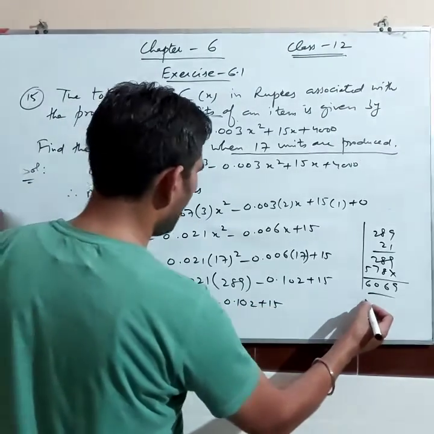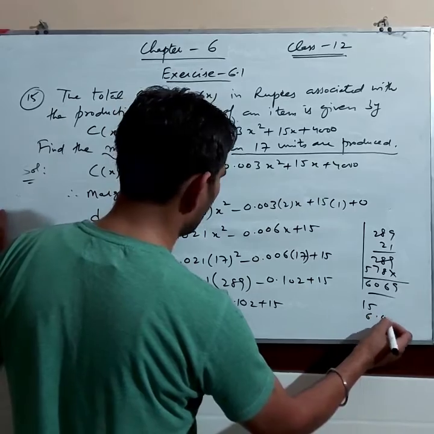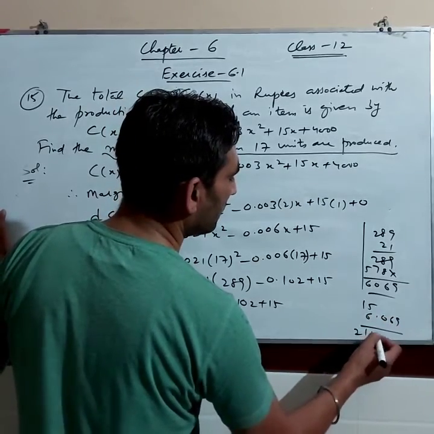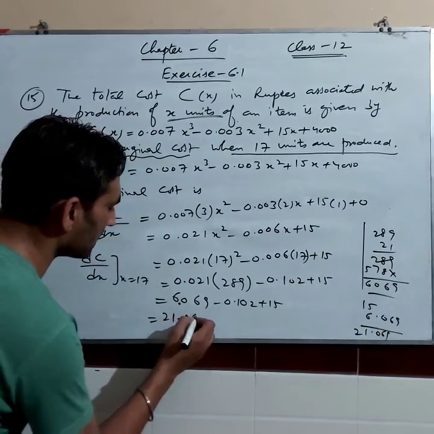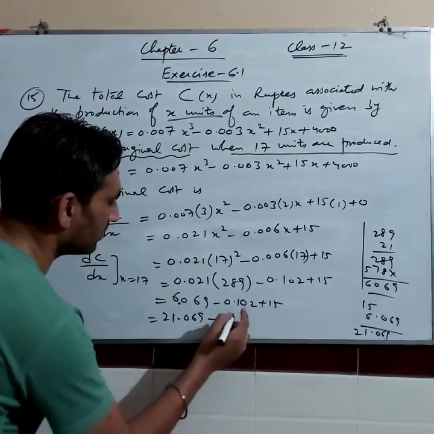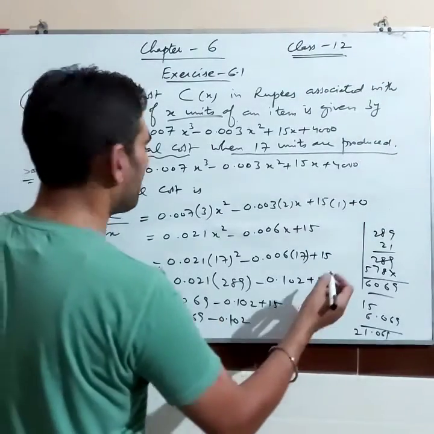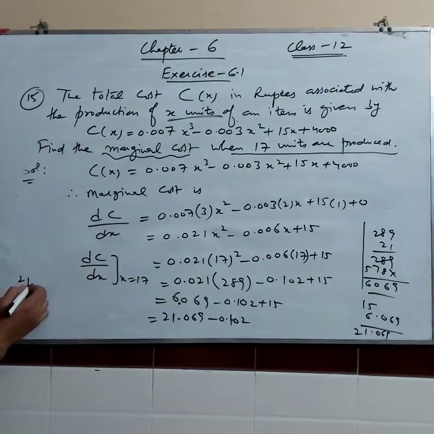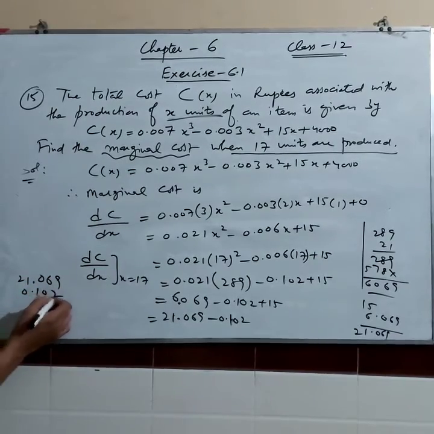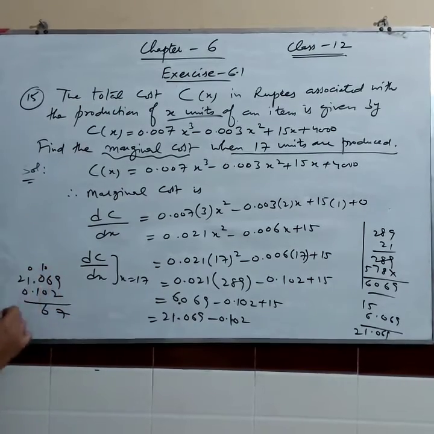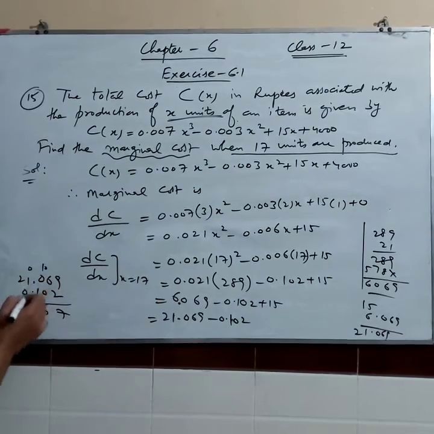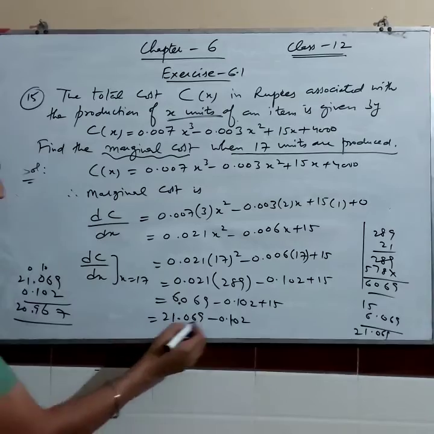I am going to add 15 and this 6.069, it will be 21.069. So 21.069 minus 0.102. Lastly, we will subtract these. I am writing the calculation here. 21.069 minus 0.102 will give 20.967.